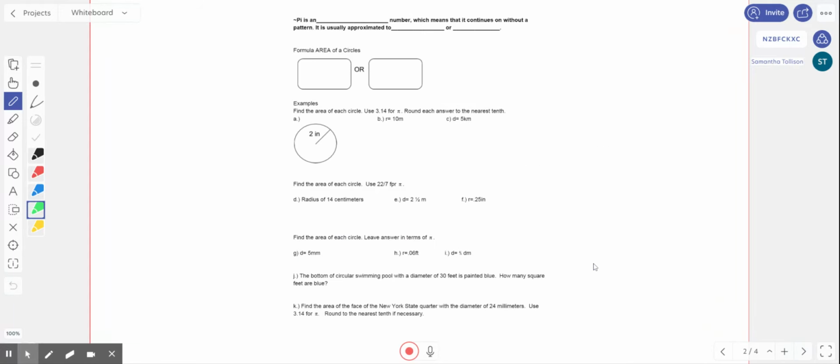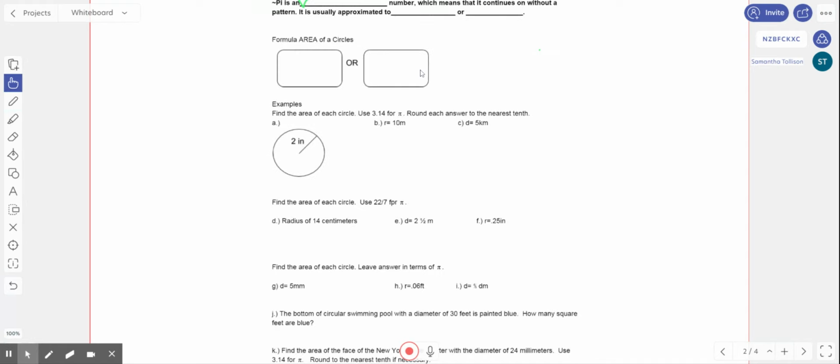Okay, now let's get into some fun things. Dealing with the area of a circle. So pi is an irrational number. Let me get that zoom function in now.